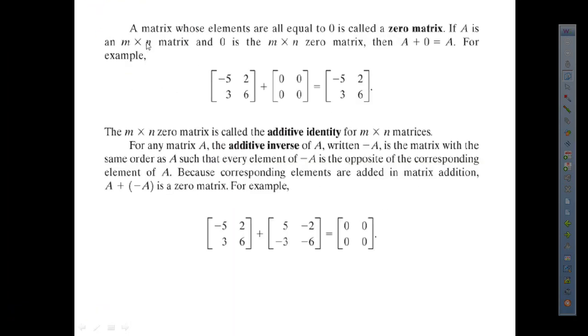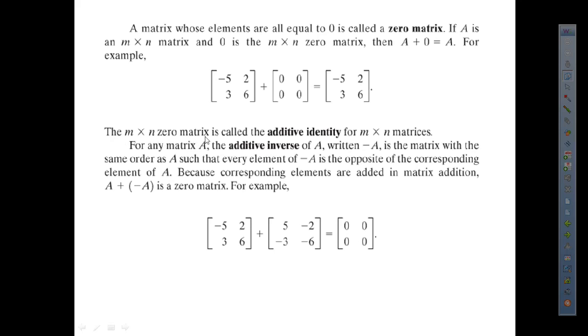All right, now a matrix whose elements are equal to 0 is called a zero matrix. So if A is an m by n matrix and 0 is the m by n zero matrix, then A plus 0 equals A. Matrix A plus the 0 matrix equals A. For example, if I have the matrix negative 5, 2, 3, 6, and I add the 0 matrix to it, we're going to get the exact same thing back.